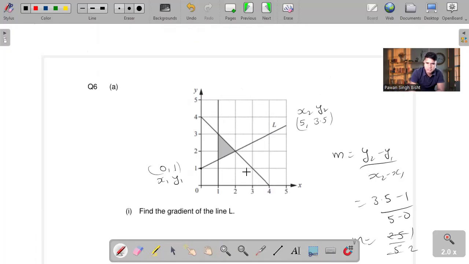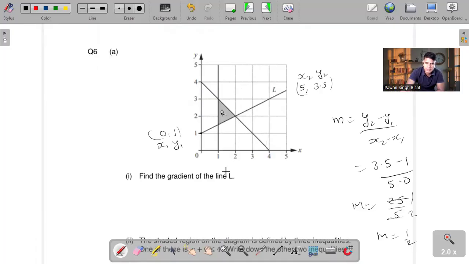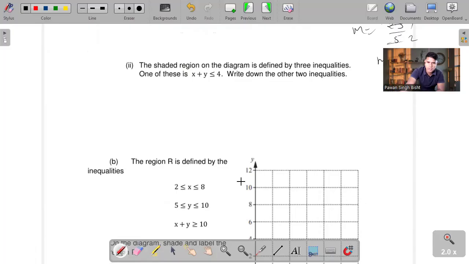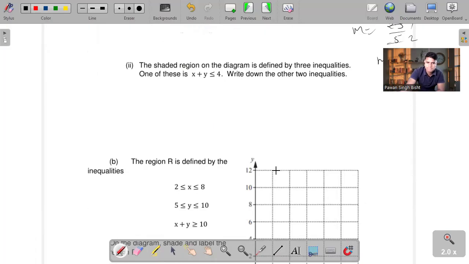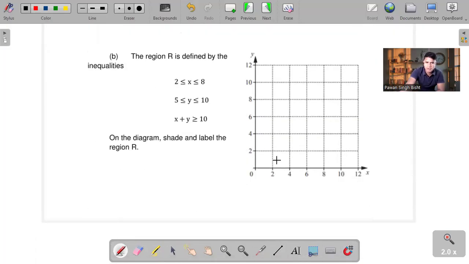Now this is the shaded region R. You have to find the equations for all the three inequalities, right? This one I'm leaving for you to try. One is already given, x plus y equals 4. You have to find these two. I have given you a hint. Now try. Next, the B part of this one I do for you.